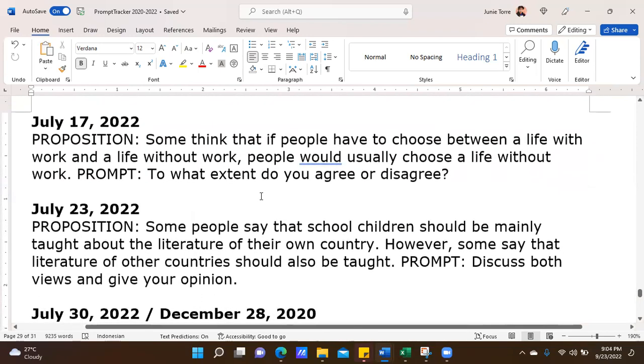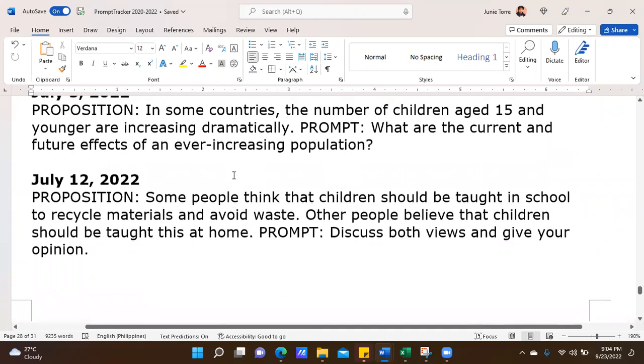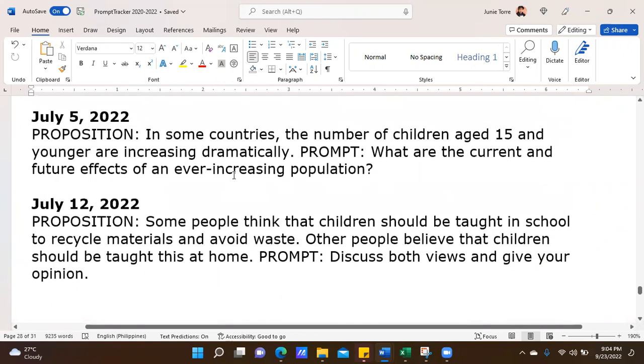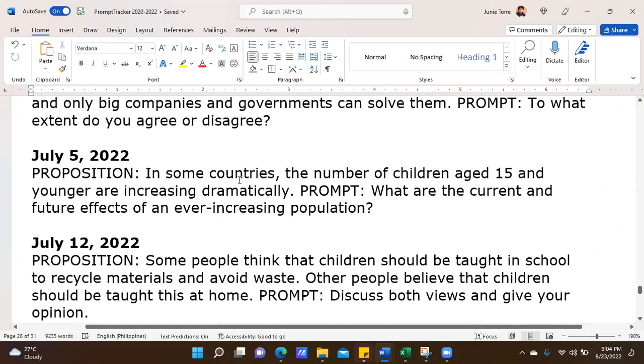How good it would be if we had a chance to choose, no? Parang Great Depression din, ano, parang economic din yung tanong. Yun, agree na lang kayo dyan, guys. Look at the birds. All they do is fly away. Fly, fly, fly. They don't need to work. Some people think that children should be taught in schools to recycle materials. Others believe that children should be taught this at home. Hey, both kaya. In some countries, the number of children aged 15 and younger are increasing dramatically.